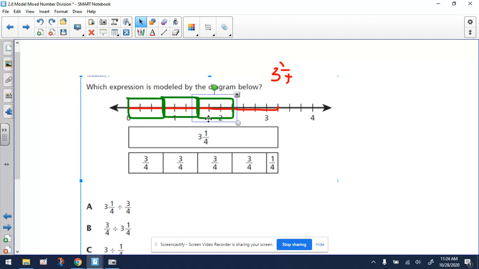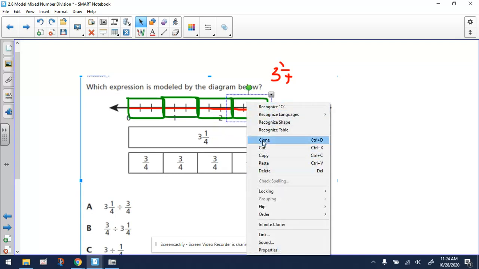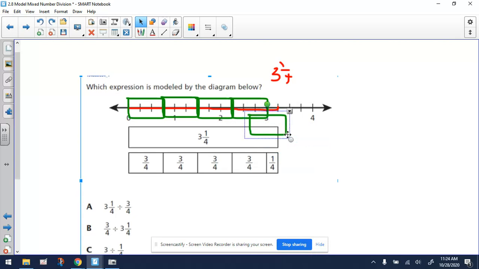If I clone that, there's four groups. Now if I clone this, I don't quite have that fifth group, right? So we can see it's 4 and a little more, right?